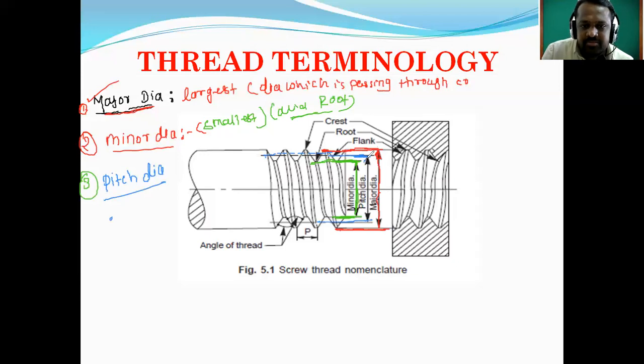See, it is the pitch diameter. So this is the pitch diameter. Then how can we prepare the definition for the pitch diameter? The pitch diameter is nothing but the mean diameter of the major diameter and minor diameter.